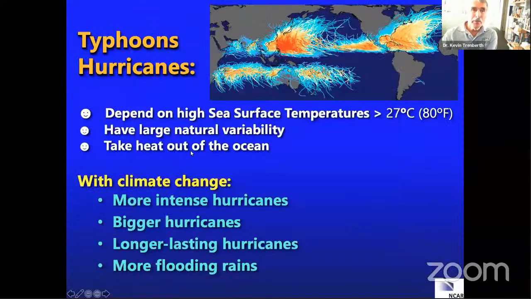Now, I thought I'd spend a minute talking about typhoons and hurricanes. They're the same phenomena, but just in different basins. They depend upon sea temperatures and there's large natural variability. With climate change, we expect more intense hurricanes, bigger hurricanes, longer lasting hurricanes, more flooding rains. And possibly there could be more hurricanes in some cases, although there are reasons why we don't expect that to be in general the case.